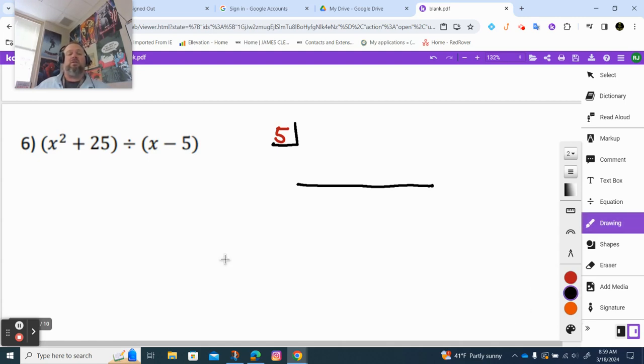When we're writing our coefficients, we would actually have to write 1, 0, and 25. And we have to do that because this is for the x squared, the x term, and the constant.